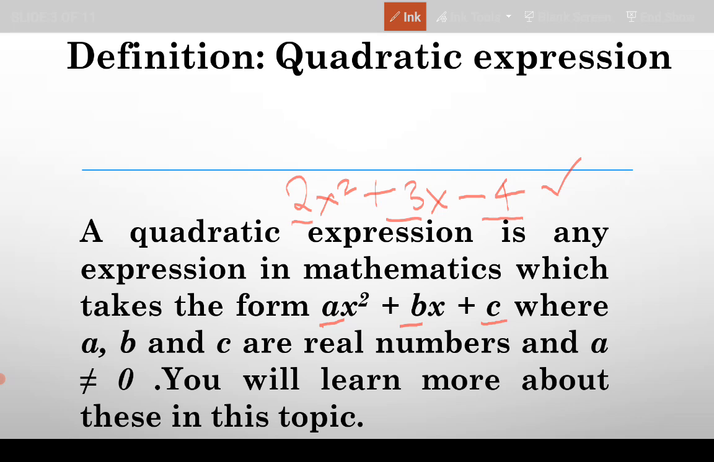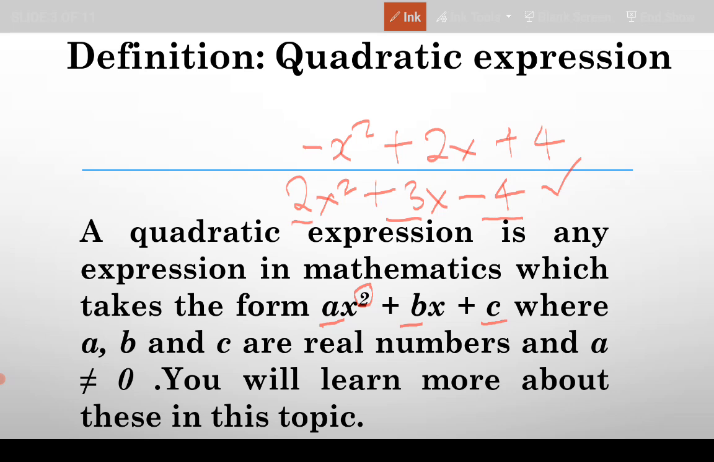Another quadratic expression could be minus x squared plus 2x minus 4. All right, or let's say plus 4. This also is a quadratic expression. What you will notice in both of these expressions is that the highest power of the unknown, which is x, is a 2.